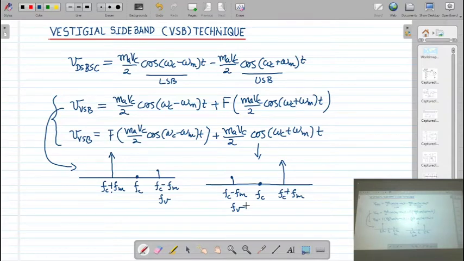Now practically, here I have considered only one modulating frequency, but we know that our information consists of so many frequency components. And for that, if you see what the frequency spectrum is, then you can draw it in this way.